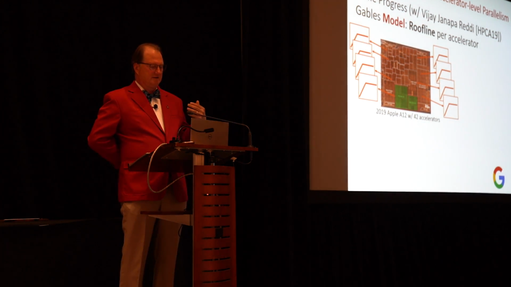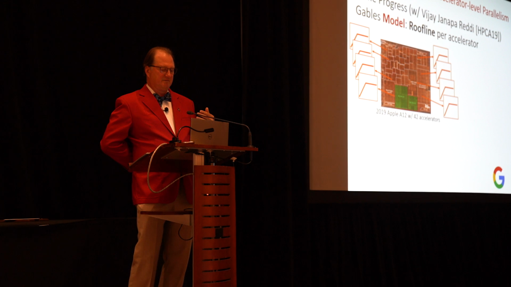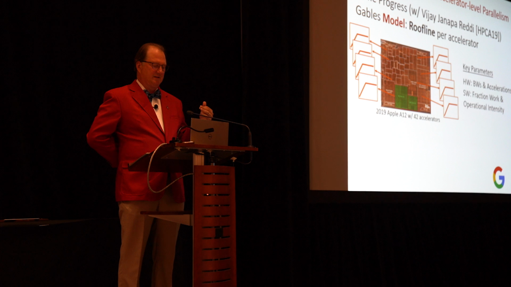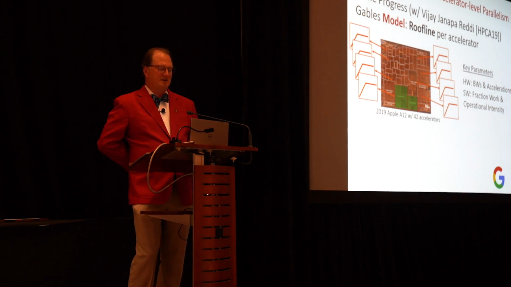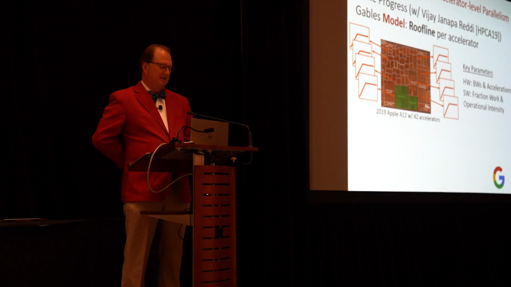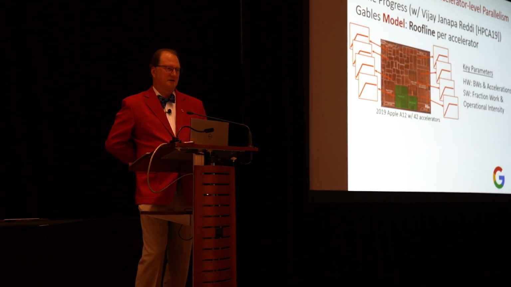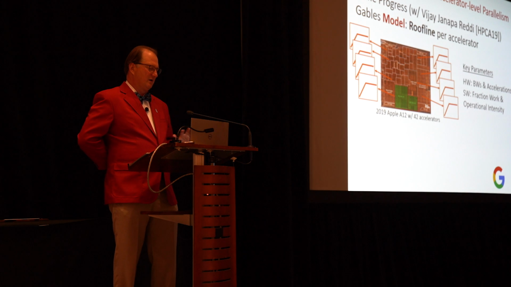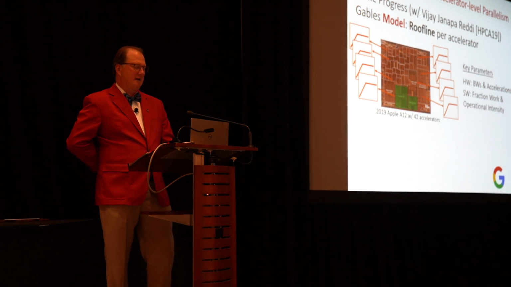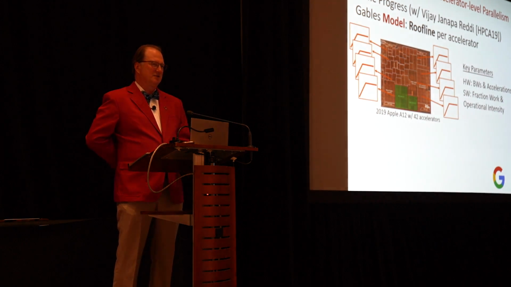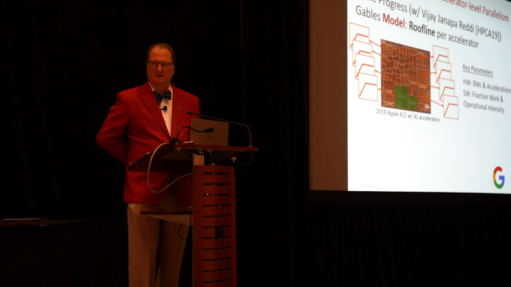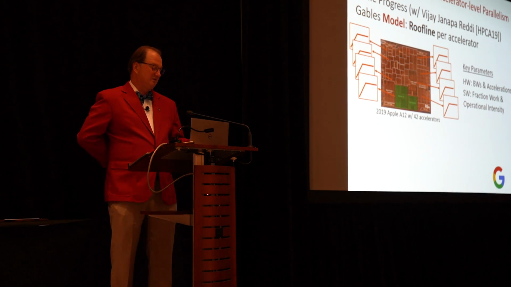And you could characterize the SoC with not just two parameters, but more: some bandwidth, some accelerations, and then the software side had a fraction of work assigned to each accelerator, sort of a generalization of Amdahl's law. And there's a really cool parameter from roofline called operational intensity, which tells you whether you're on the bandwidth side or the compute side. And I was struck by how many times the engineers were not exactly sure of the order of magnitude of their operational intensity.